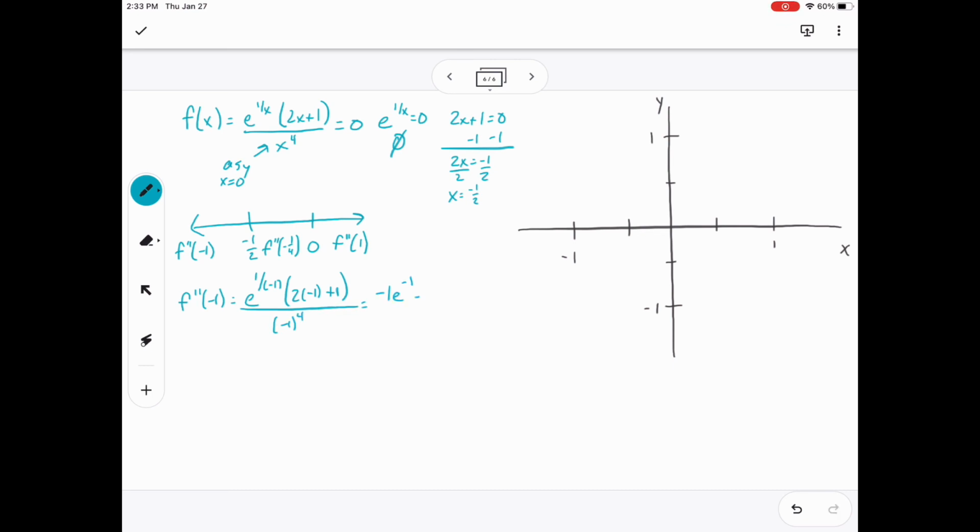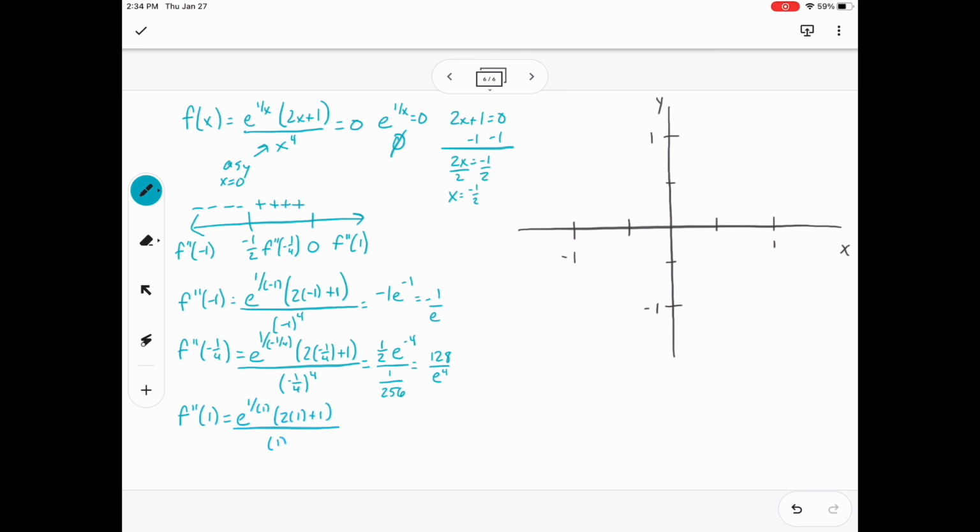And so for f double prime of -1, I get -1 over e, so it's negative to the left side of -1/2. And then in between -1/2 and 0, I get the following thing. So notice I have 1/2 over 1 over 256. I can flip that up and multiply those two numbers together. It gets me 128, but then the e moves down. But overall, that's a positive number. So in between -1/2 and 0, it's concave up. And then on the right side of 0, it's also positive with 3 times e to the first. So I know my concavity.